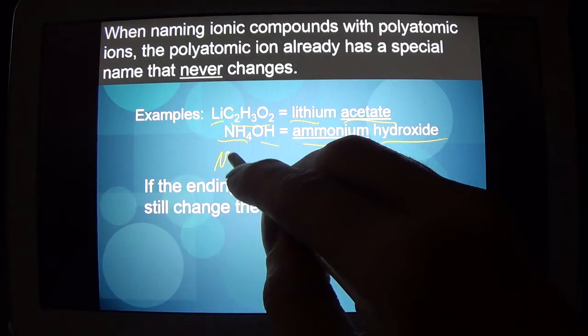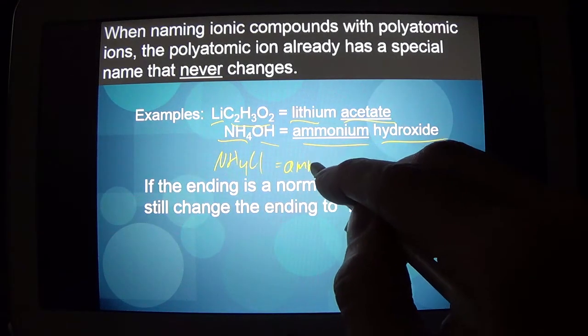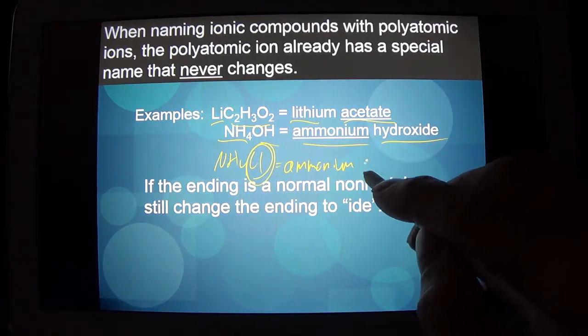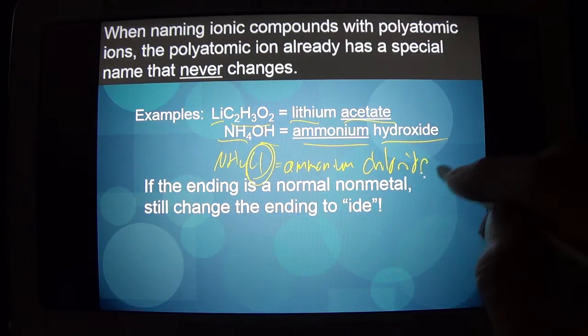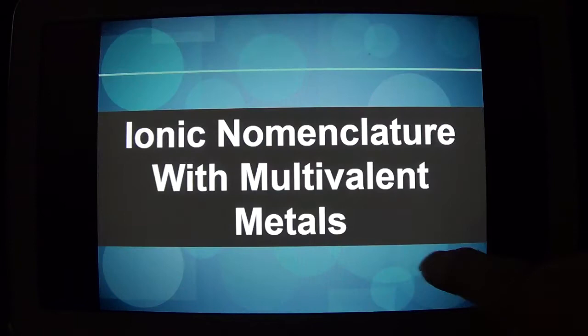Now, what if it was NH4Cl? That would be ammonium, no name change. But now ending with a normal element, I would change that to chloride. So we only change the ending on elements when they're on the end. For polyatomic ions, their name does not change.